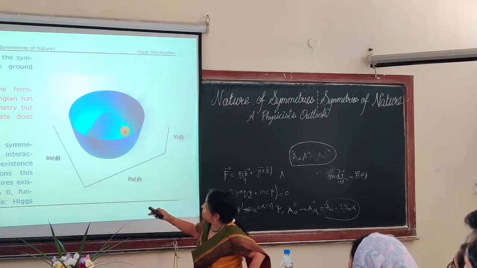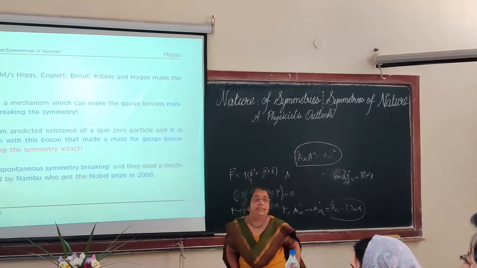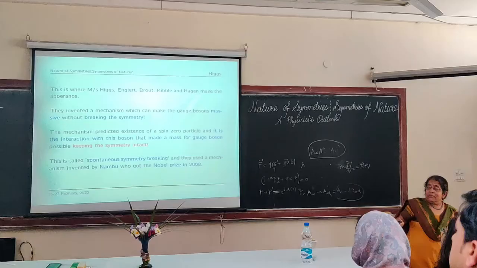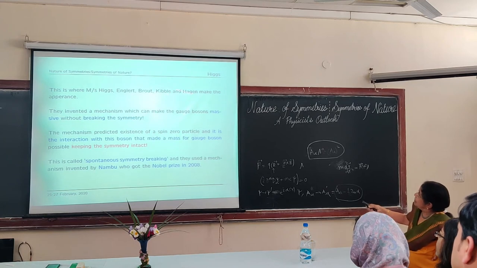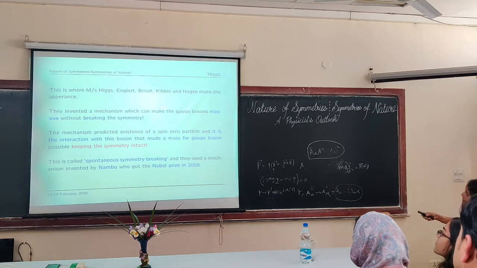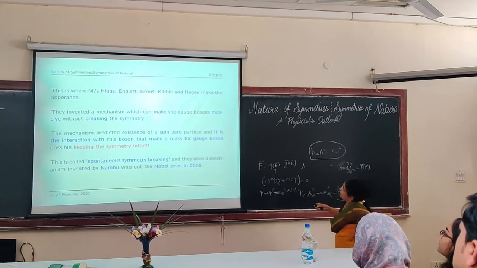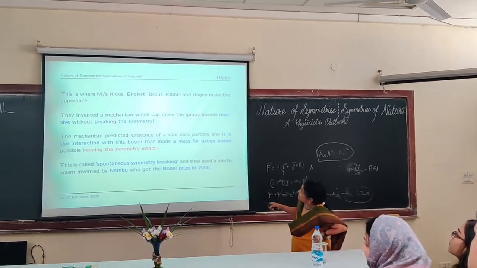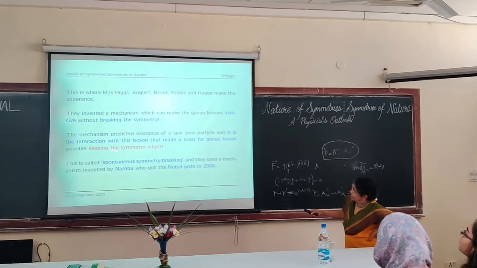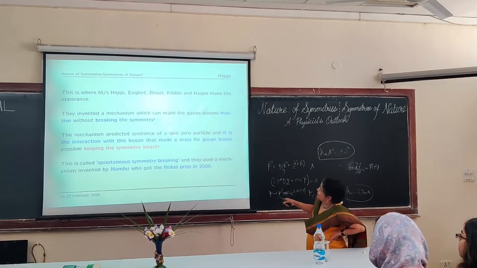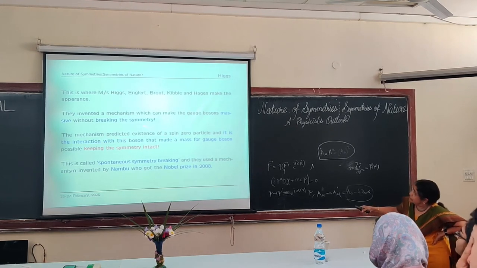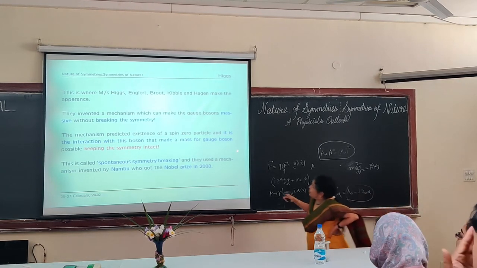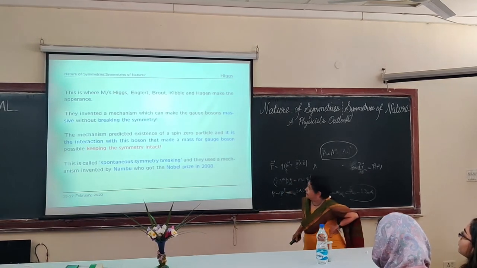I'm not very fond of it, in fact, because I want to give you a different description in a few minutes. So, Higgs, Englert, Brout, Kibble, and Hagen actually solved this problem that I was telling you about, that electroweak theories had. And they wanted really to have the cake and eat it. So, they wanted to show us how gauge bosons are made massive without breaking the symmetry. And I already told you that this mechanism then predicted the existence of a spin zero particle. So it is the interaction with this spin zero particle that makes the mass term for the gauge boson possible, keeping the symmetry intact.